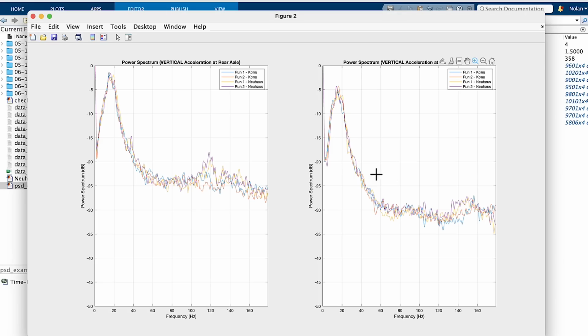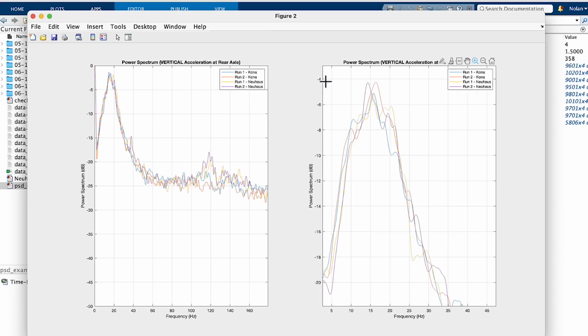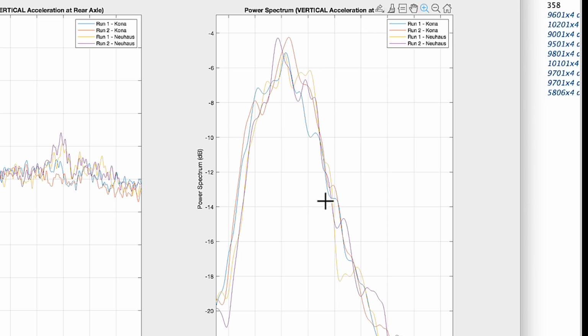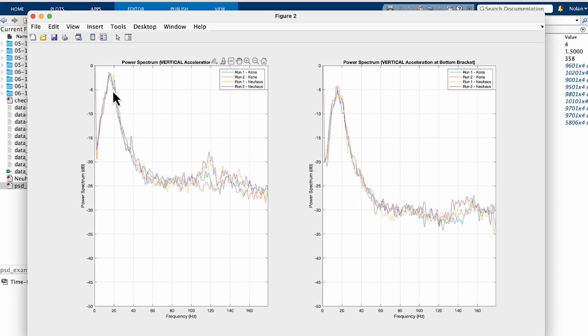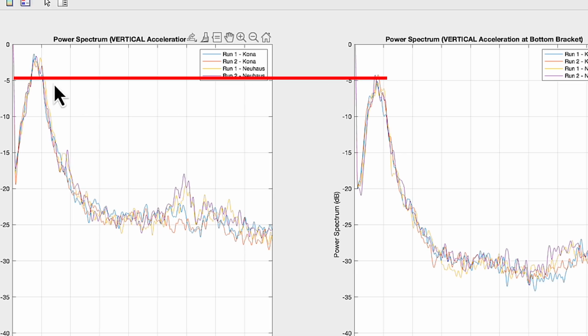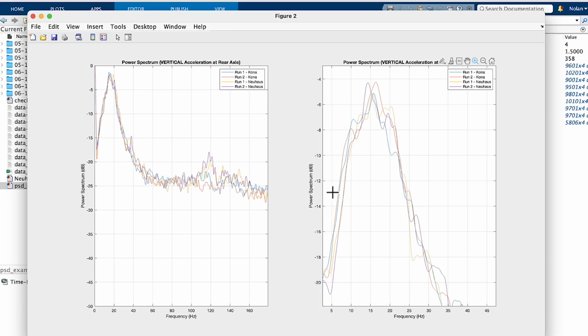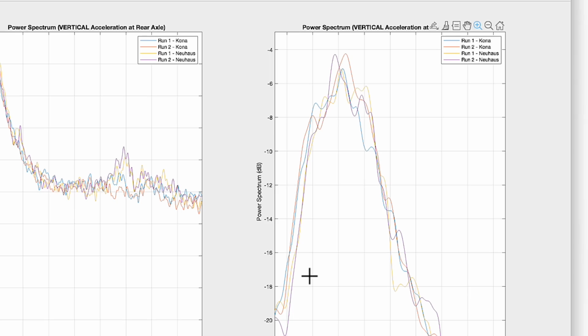Now, something that was really surprising to me at first was the bottom bracket data. So moving over here, this is the vertical acceleration when measured at the bottom bracket for all 4 runs. And I mean, just look at it. They're basically all the same. Now, when compared to the rear axle, we can see that the accelerations measured at the bottom bracket are a few decibels lower, which is an indication that there's some amount of vibration damping through the rear triangle of the frame. But this data also suggests that there's virtually no difference in vertical compliance between the two frames.